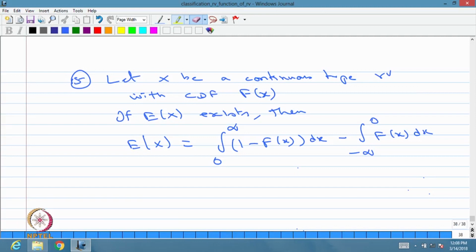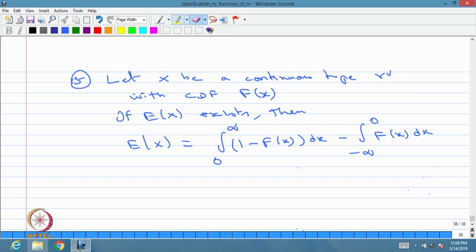From the definition of expectation, when X is a continuous type random variable, if you know the probability density function and the expectation exists, then E of X is the same as the integral from minus infinity to infinity of x times f of x dx, where that small f of x is the probability density function. But now what I am saying is you do not need a probability density function. With the help of CDF itself, you are able to find the expectation, provided it exists.